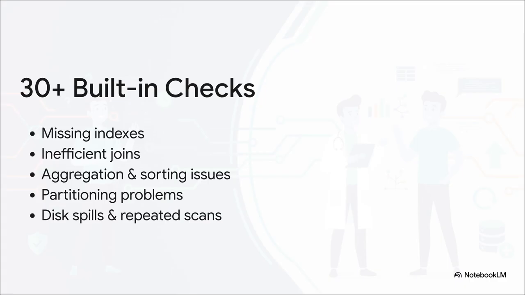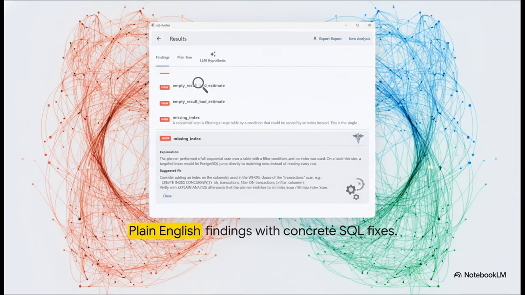We're talking about the greatest hits of database performance killers here. Things like missing indexes, inefficient joins, weird aggregation and sorting issues, partitioning problems, disk spills, repeated scans inside loops, the whole shebang. And it doesn't just guess. It uses hard-coded text-based rules that are verified by deep database engineering expertise. And the output you get from all this is just brilliant.